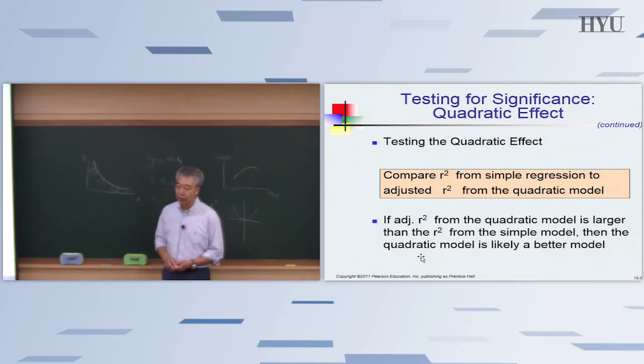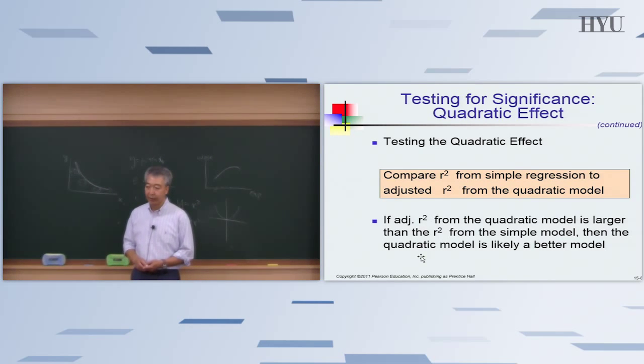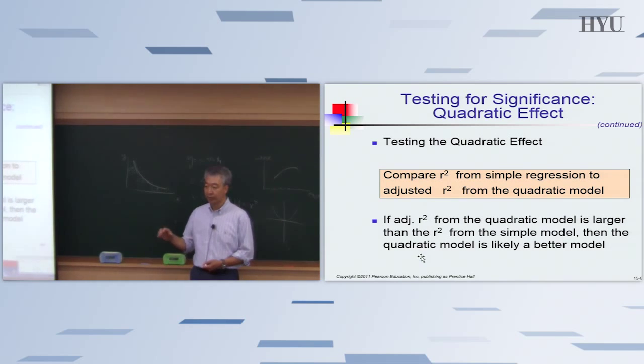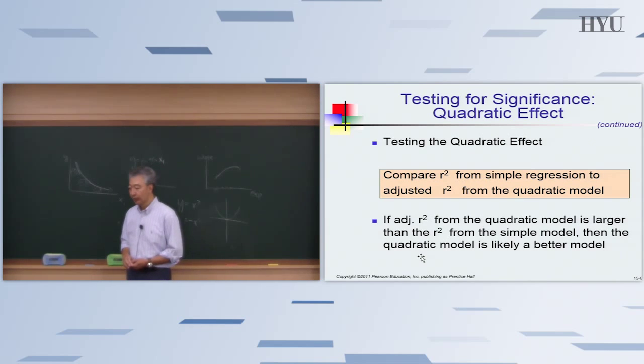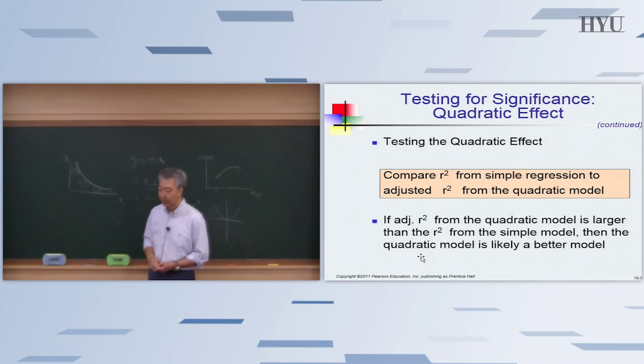So adjusted R square is designed to compensate for this problem, right? Compensate the size of R square considering the number of independent variables, to avoid the overfitting temptation.